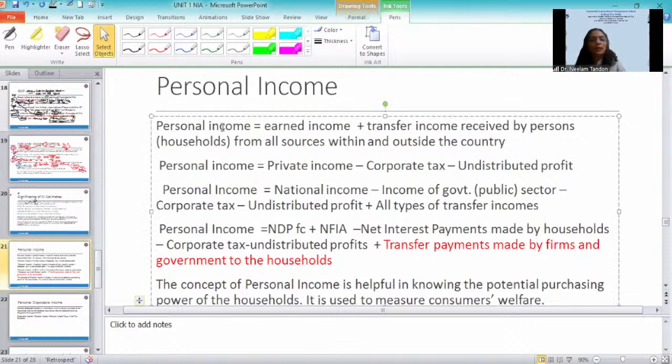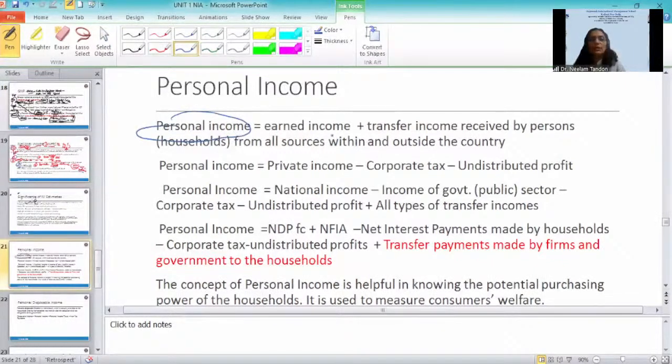So you can see here, personal income. What is personal income? Personal income is earned income. Earned income means income which is factor income. Okay, so factor income, what you have. Transfer income. This is another important concept, transfer income. So you have 2 categories of income. One is factor income and other is transfer income.